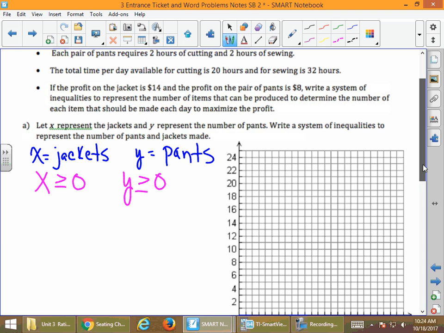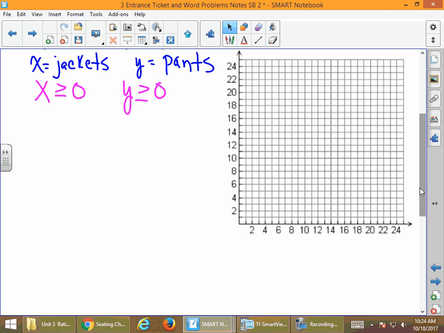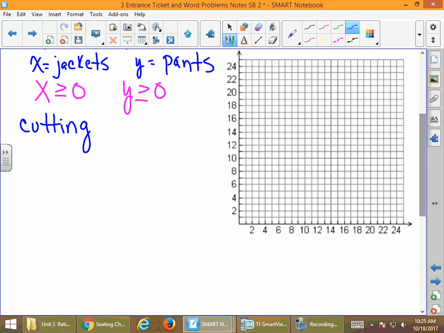So again, part A. Let X represent the jackets, Y represent the pants. Write a system of inequalities to represent the number of pants and jackets made. Well, let's go back and look. What two things are happening at this company? Looks like cutting and sewing. So we're going to have an equation that has cutting in it. And if you can, write them side by side. I'm going to write this part side by side, but I can't squeeze it in very well. There's the two things happening.